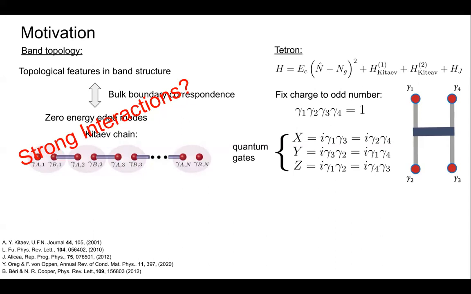And say we put an odd number of charges on there, that comes with a constraint on our Majorana edge modes that looks like this. And using this constraint, we can actually build up quantum gates via bilinears of these Majorana edge modes. So these fulfill a Pauli algebra. And now we have a perfectly fine qubit.